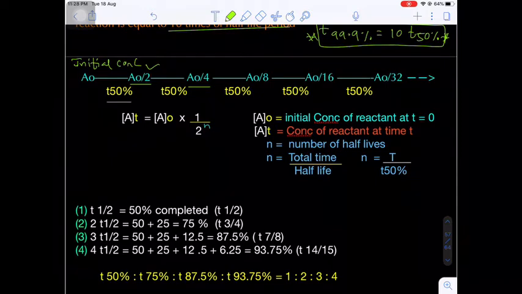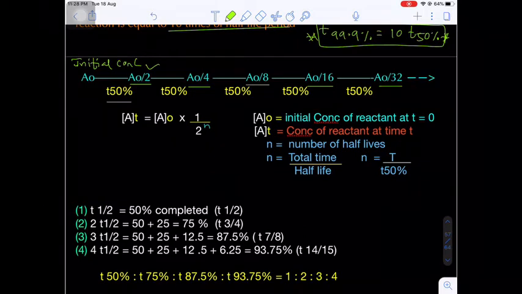Are you getting my point? 50% decomposes. This is the second half-life. From A0 by 4, if another 50% decomposes, then how much will be present? A0 by 4 by 2, A0 by 8. And similarly, for the next 50% decomposition, A0 by 16. Next, A0 by 32. Next, A0 by 64. Next, A0 by 128 and so on. Are you getting my point?